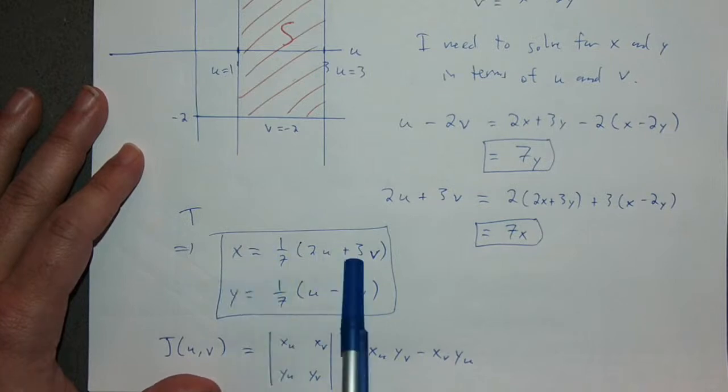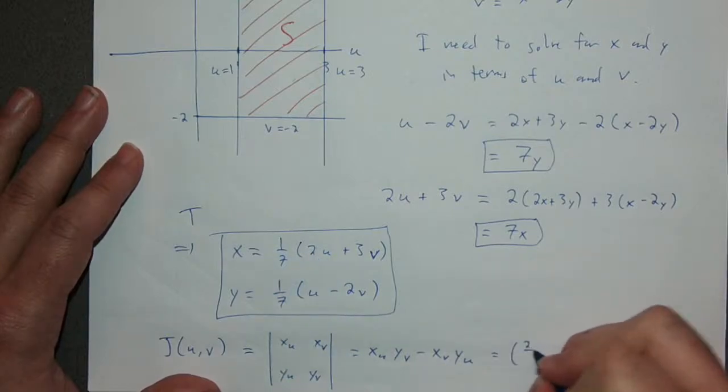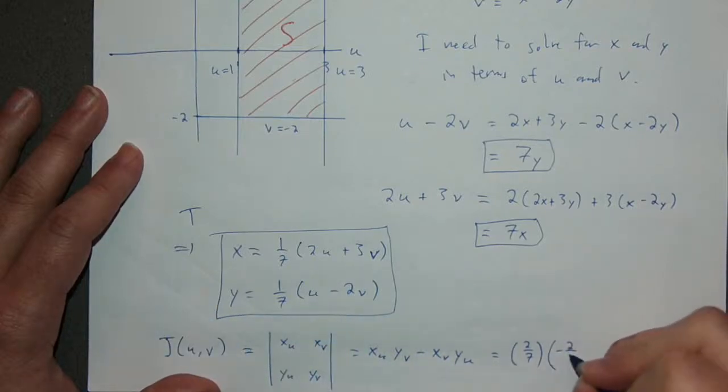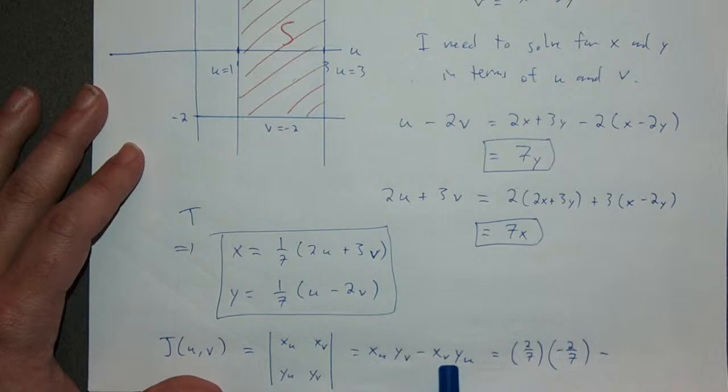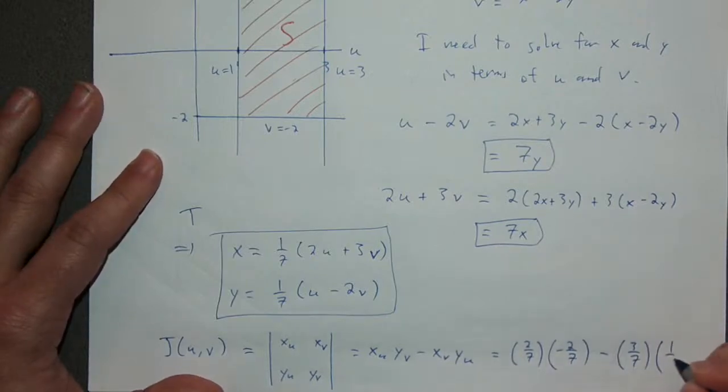And we can do this just in our head here. So what is the u partial of x? It's going to be 2/7. So this is 2/7 times the v partial of y, which is minus 2/7, minus the v partial of x, which is 3/7, times the u partial of y, which is 1/7.